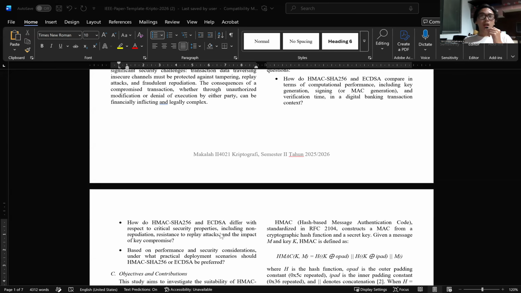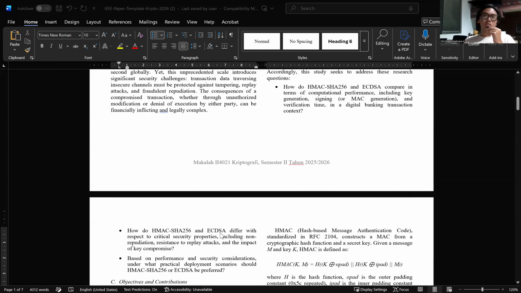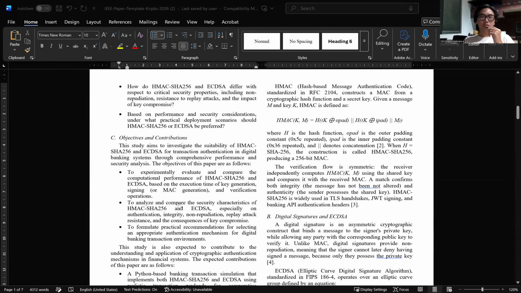And to answer this, we built a banking transaction simulation in Python and ran each algorithm 1,000 times so that the result would be statistically meaningful. Before we get into the result, let me explain the concepts about these algorithms so that it makes sense.